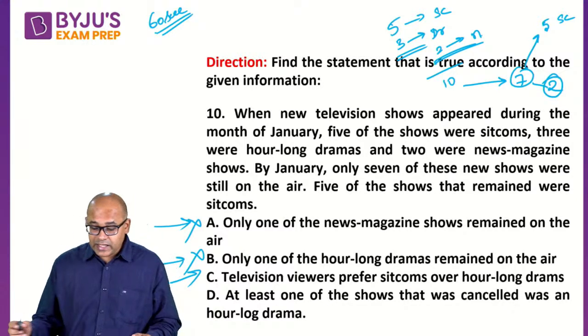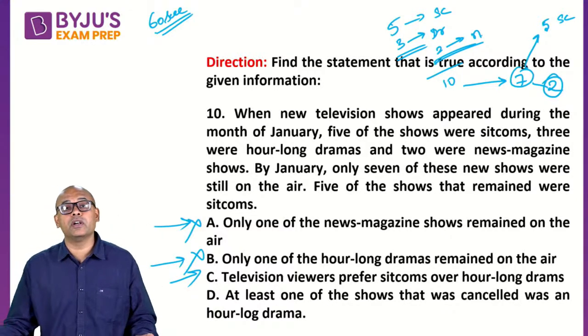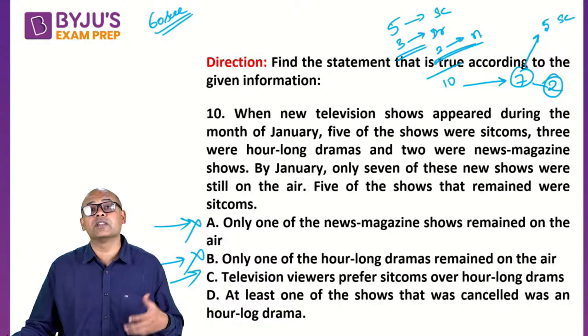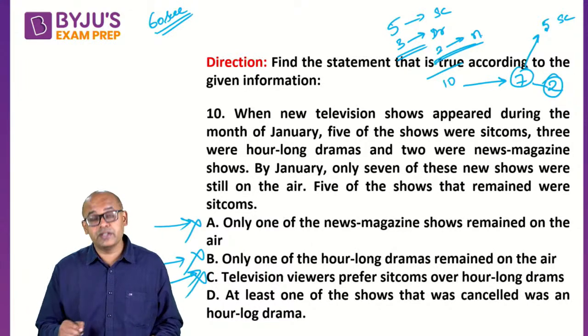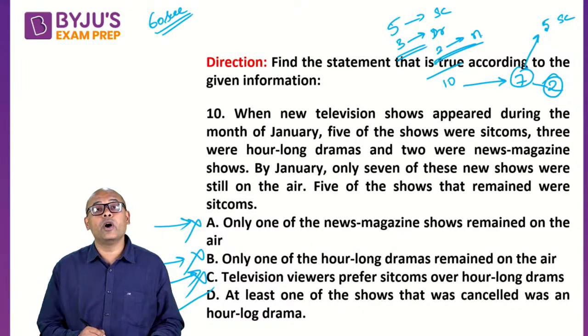If you look at C, television viewers prefer sitcoms over hour-long dramas. We don't know. We don't know what is the preference, because there is no information with respect to preferences. So C is gone. Therefore, the only option left out is D.